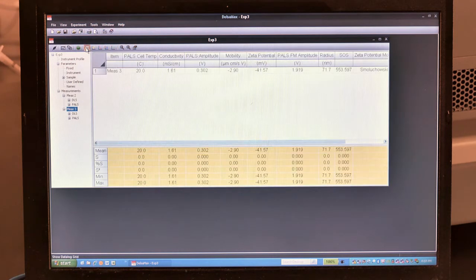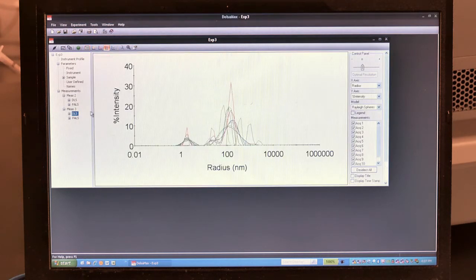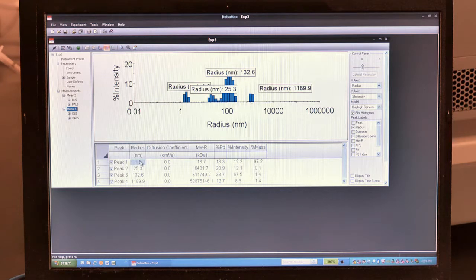So let's go to the measurement table. We see a zeta potential of minus 41 millivolts and a mobility of minus 2.9. This is in line with what we expect. We expect a highly negative zeta potential for SDS micelles, somewhere between minus 40 and minus 45 millivolts. And the radius by cumulant analysis says the average radius is 71.7 nanometers. But we know that there are multiple species in there. And when we go to regularization, we see 1.8 nanometers, 25.3 nanometers, and then larger species.